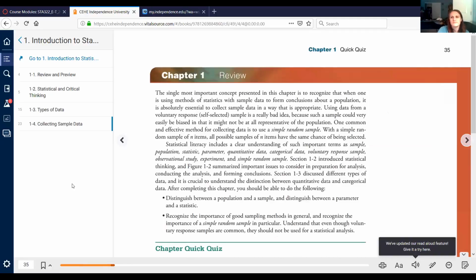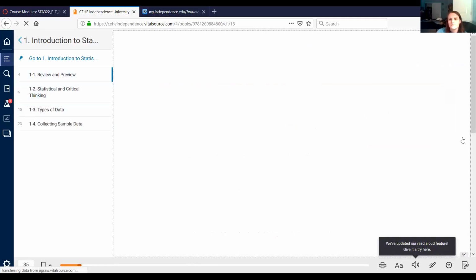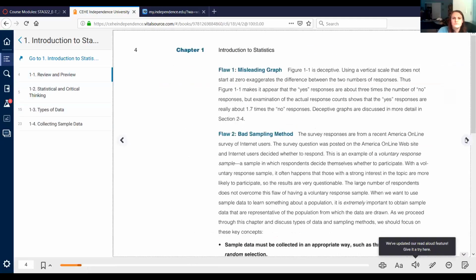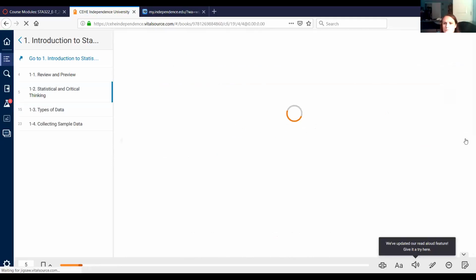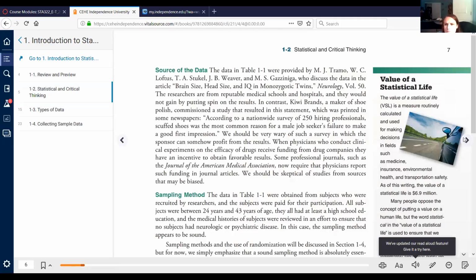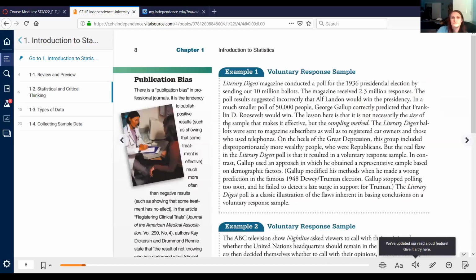Just to be sure, I think it's on page 8. Pardon? Page 8? I think it's on page 8. Got it. We'll go back there. 4, 5, 6, 7, 8. You got it. Page 8.